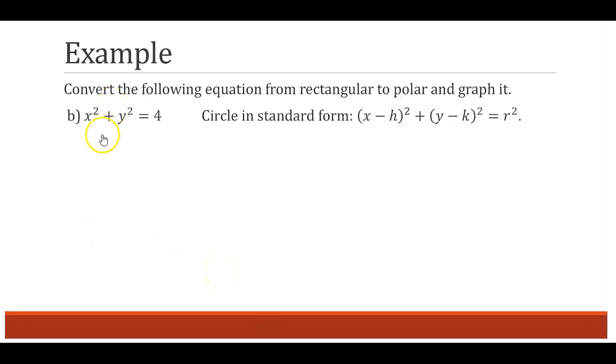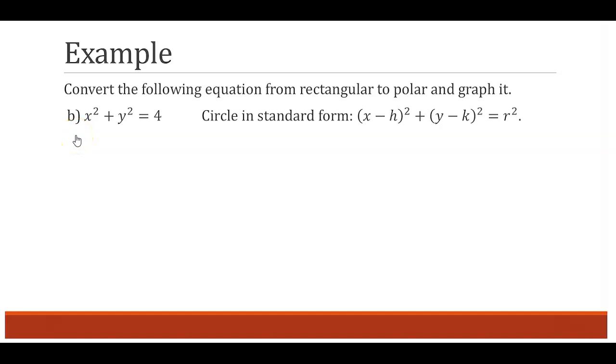Let's go ahead and do this one more time, convert from rectangular to polar. Here we have x squared plus y squared equals 4. And as a rectangular equation, we recognize this to be a circle in standard form. So standard form of a circle is (x minus h) squared plus (y minus k) squared equals r squared. So this is a circle centered at 0, 0 with a radius of 2. Let's convert it to polar and see how it looks.